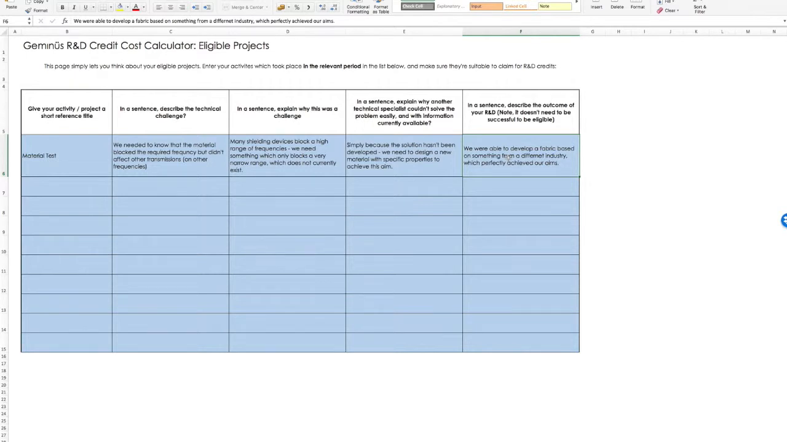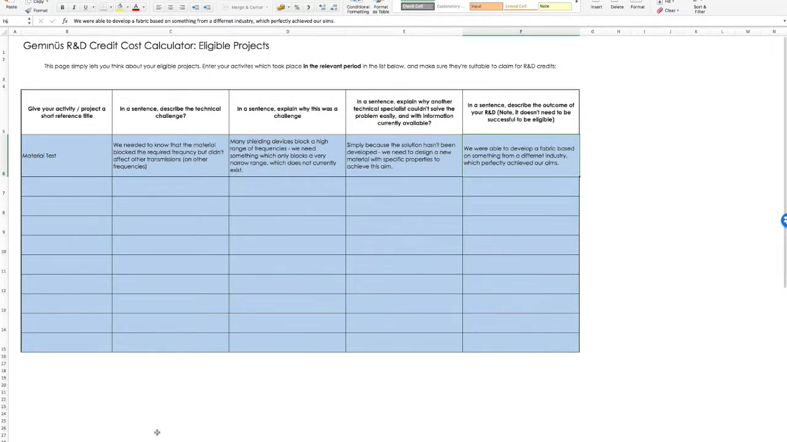This is a nice ending to the story for the reader, so in a sentence describe the outcome. So what we said here is we were able to develop a fabric based on something from a different industry, which perfectly achieved our aims. And please excuse the typo on the word different. I did type this in quite quickly earlier on.